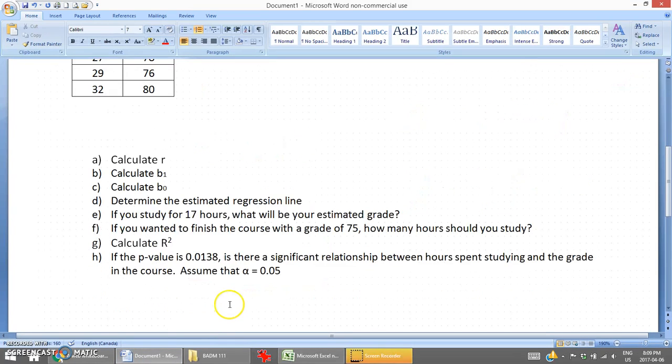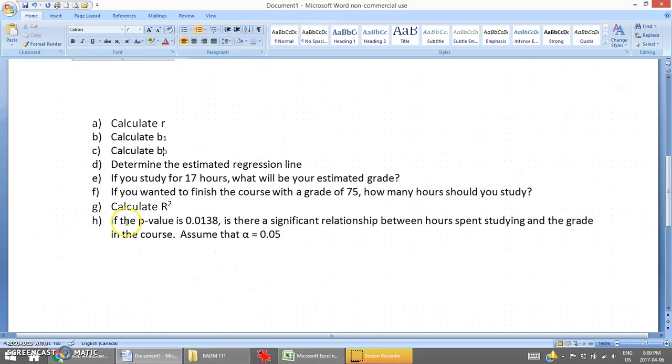Now we'll take a look at the little part of hypothesis testing we want to do. It states that the p-value is 0.0138, and there's a testing process we could do to actually find that p-value, but for the purpose of this course, we are going to provide you the p-value. Your task is to properly compare the p-value to the assumed or given level of alpha and determine if there's a significant relationship between the hours spent studying and the grade in the course.